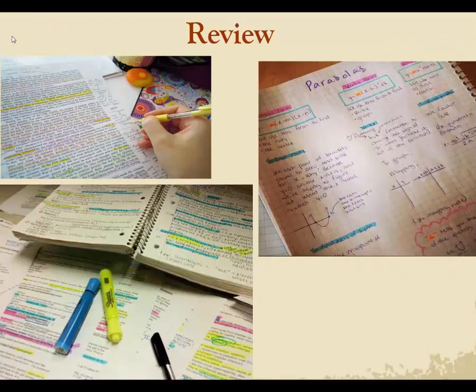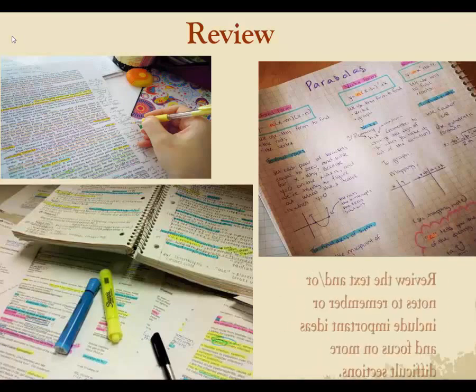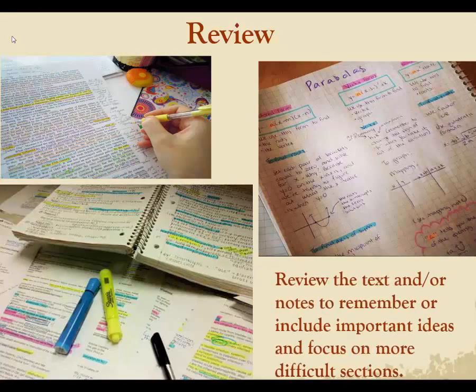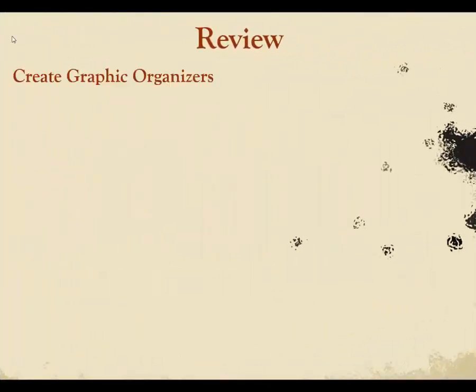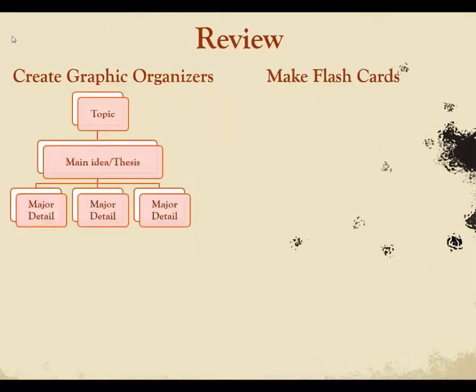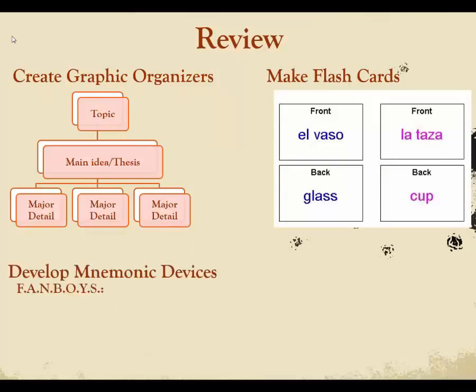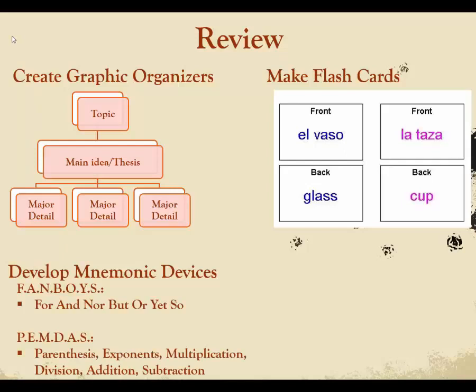Once you are done reading and actively recording your textbook information, begin reviewing the material. Page through the text and or your notes, questions, and answers to reacquaint yourself with the important points. Review the material to determine what areas you need to focus on or that you may have missed to increase your understanding when you read the material. Create graphic organizers, make flashcards, or develop mnemonic devices such as FANBOYS or PEMDAS to help memorize lengthy information.